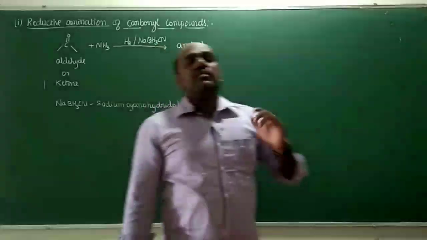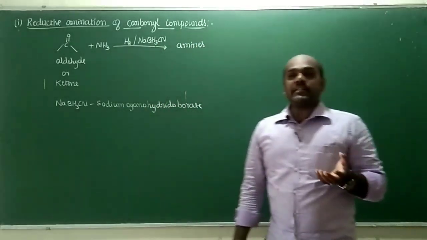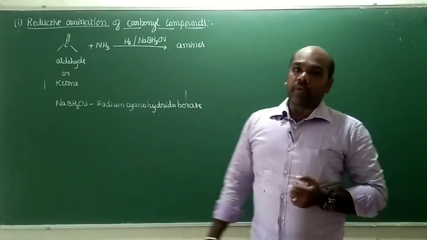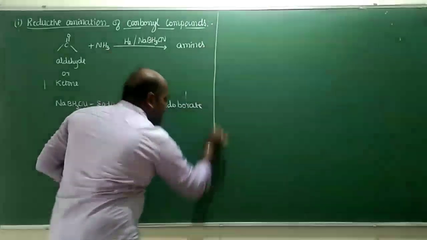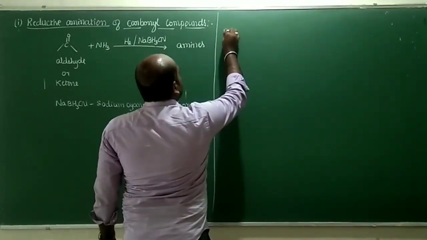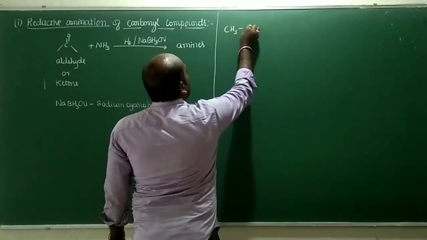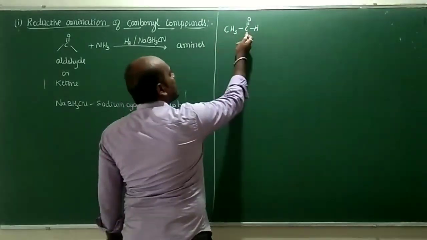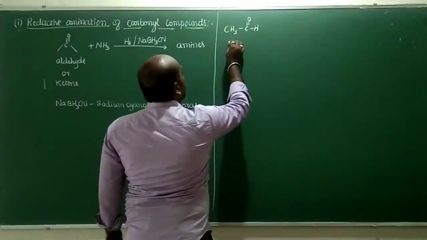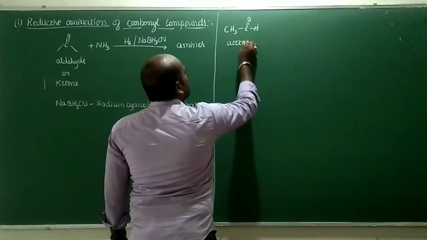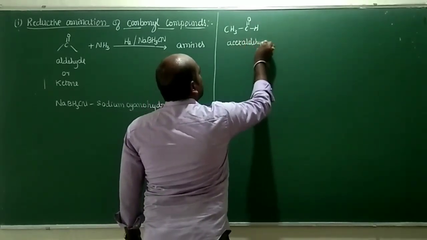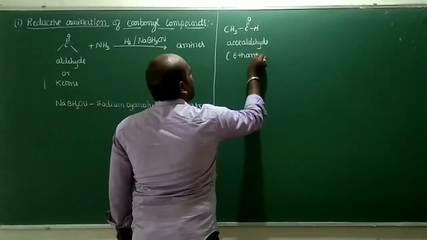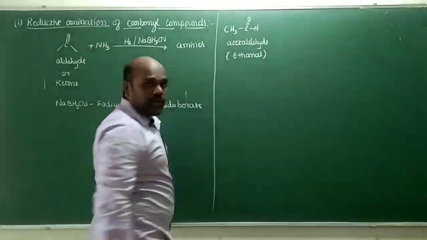And now we shall give some simple examples so as to understand how we can obtain amines through reductive amination of carbonyl compounds. Firstly, we shall consider an aldehyde, say CH3CHO. We have taken acetaldehyde, or in the IUPAC system we have two carbon atoms, so it is ethanal, where al is the suffix because it is an aldehyde.